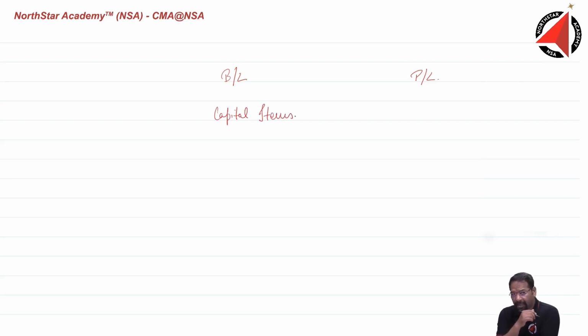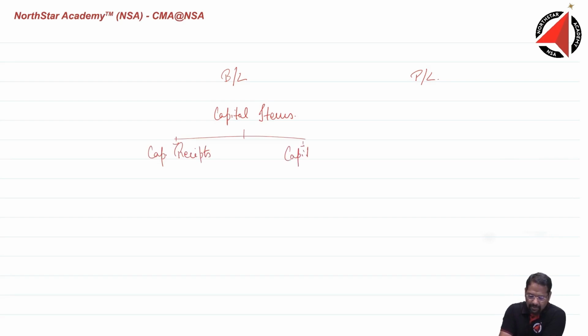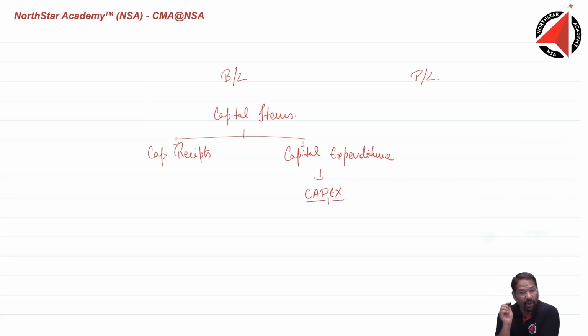Capital items can be divided into capital receipts and capital payments or expenditure. Capital payments, we generally call it capital expenditure. In fancier terms, we call it CapEx, capital expenditure. Means all those items which are of capital nature find place only and only in the balance sheet.